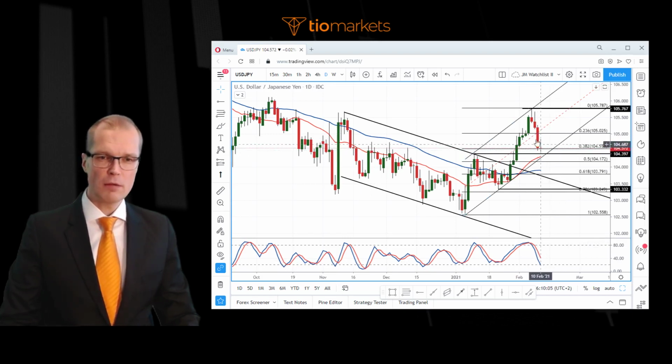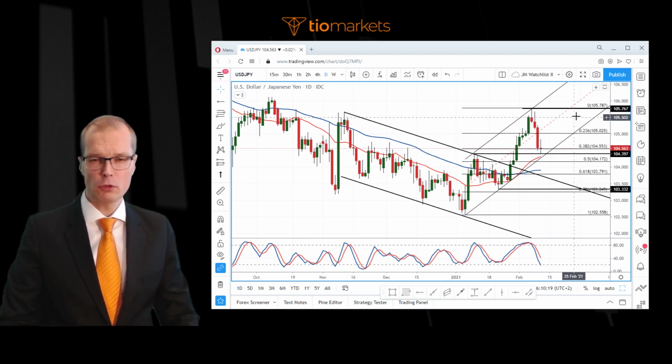As you can see, the market came down exactly to 104.40 support and then has bounced a little bit. So if this continues, then I think it's fairly reasonable to assume that we get a move to about this region, maybe even test 105.78 resistance.